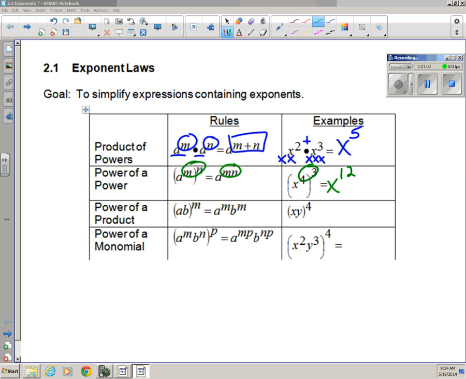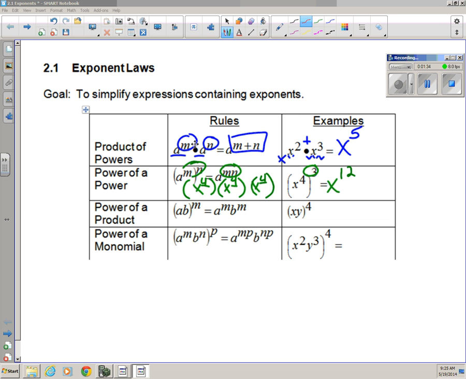What I like to do for ones like this is I say, well, my outside power is a 3. Essentially, what that means is I've got 3 parentheses, my outside power, of x to the fourth in each of them. And then I go back to the beginning. Well, if I've got 4 x's from my first, 4 more, which is 8, and 4 more, that's 12. So whether you want to write it out or you want to do the shortcut, that's entirely your choice.